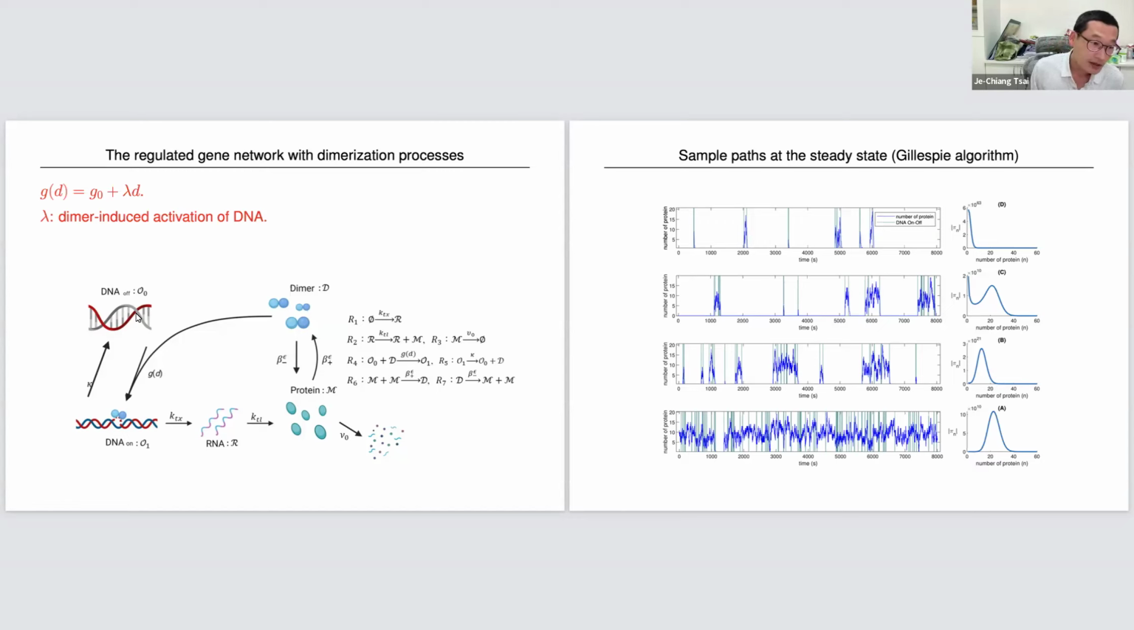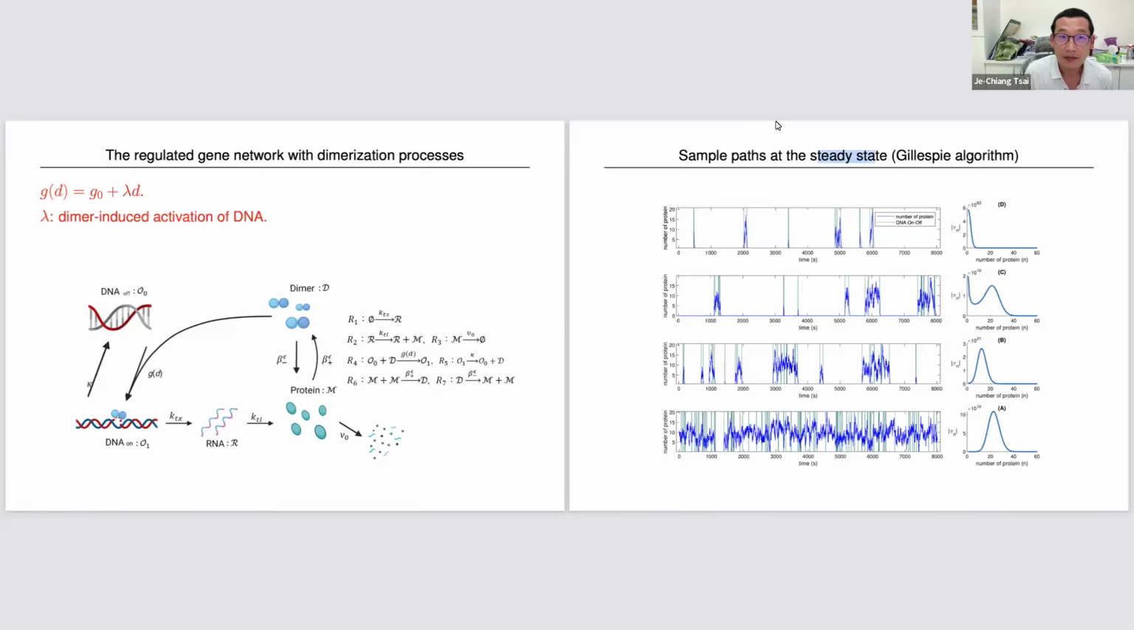In principle, these reactions are linear, and the transcription process and the translation process are known to follow linear rates. However, for the dimerization process, two protein molecules form a dimer protein. So it's nonlinear. This rate is not linear, because there are two proteins involved in the reaction.